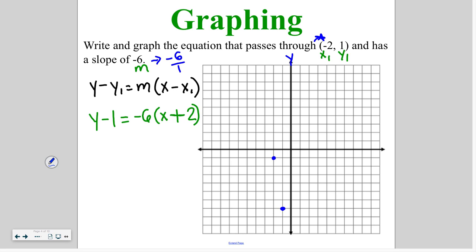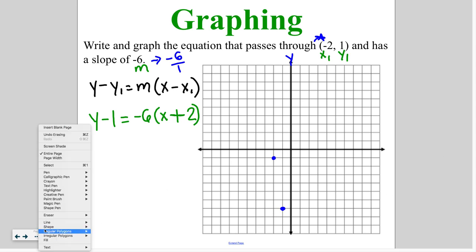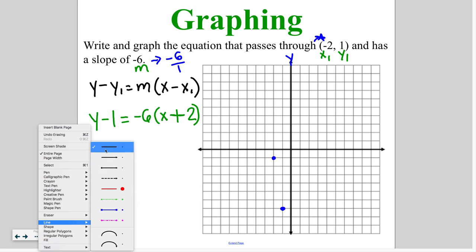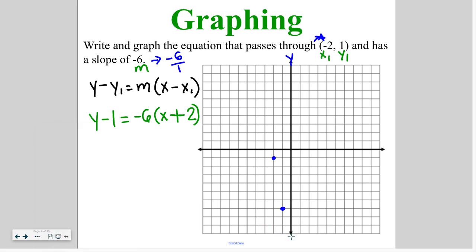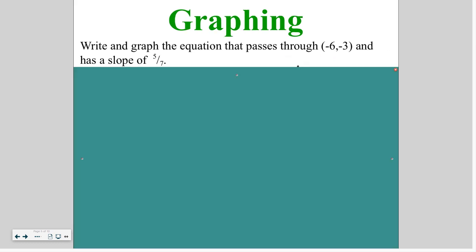So the idea of using slope is still the same. We are then going to put in our line going all the way through the graph, connecting our points, and making sure that we finish up by putting those arrows on the end. So that's how we are going to write and graph in point-slope form. Go ahead and try this one on your own.